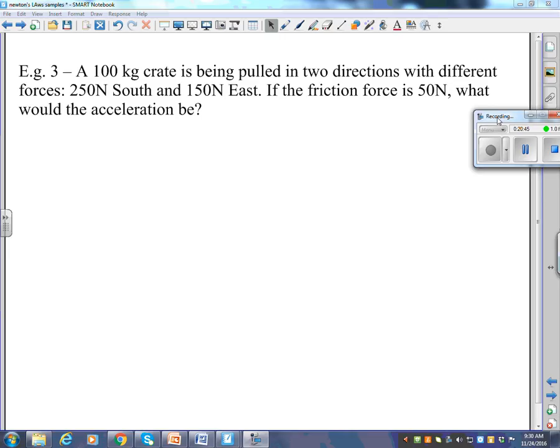A 100 kilogram crate is being pulled in 2 directions with different forces, 200 newtons south and 150 newtons east. If the friction force is 50, what would the acceleration be? Does this feel like it should have a picture? It does, doesn't it?